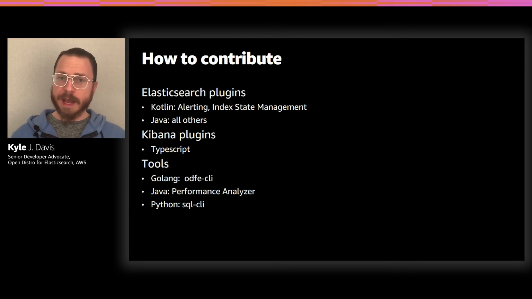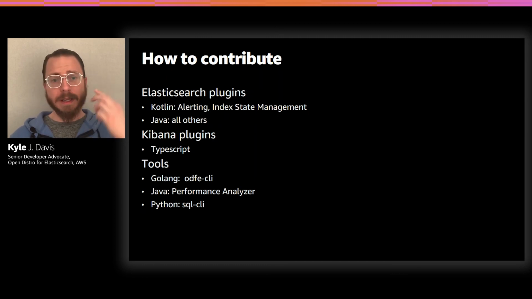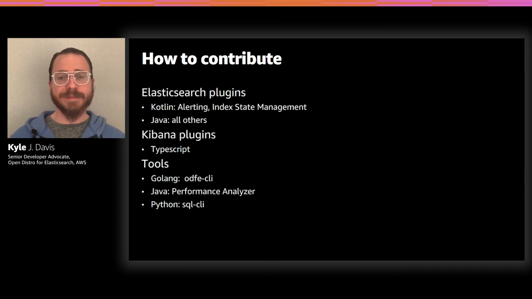We have a performance analyzer written in Java, and then we have a few odds and ends throughout the project written in Python, including a SQL CLI, which enables you to run SQL commands from the command line. So as you can see, between Java and the Java world, JavaScript, Golang, and Python, almost any developer will have experience in one of those, and we'd love to see you join in on that.